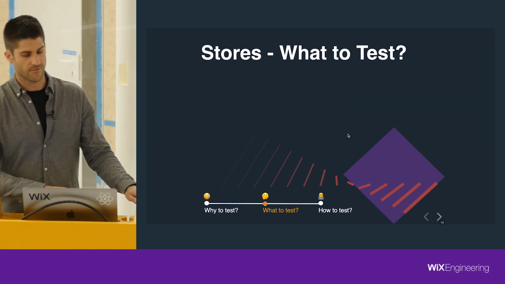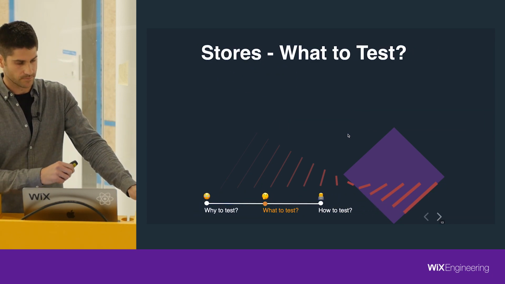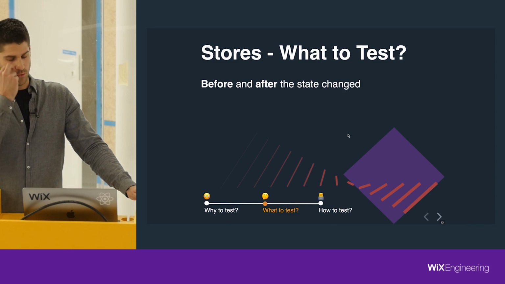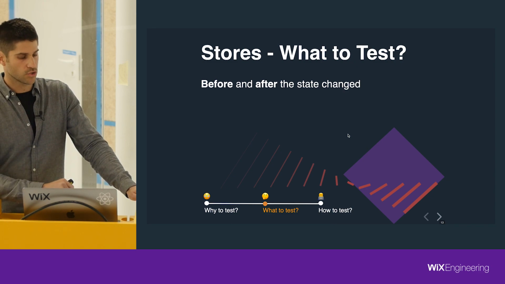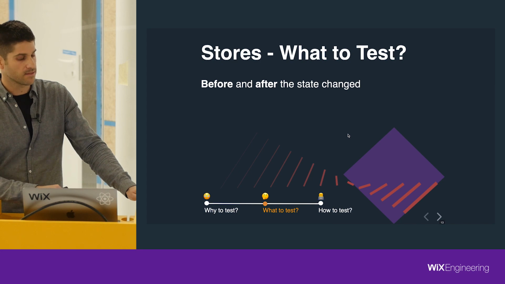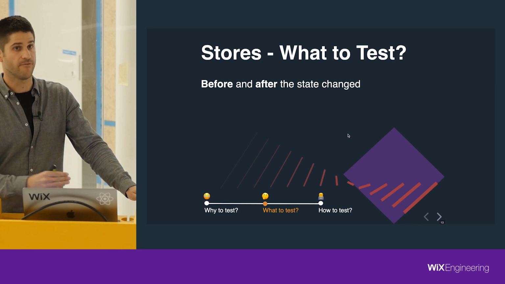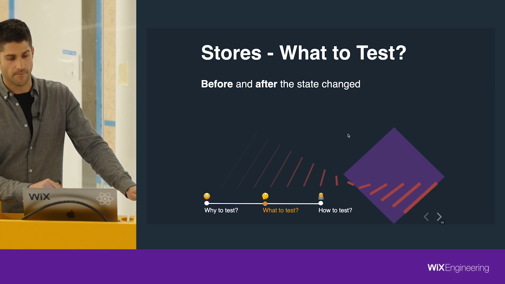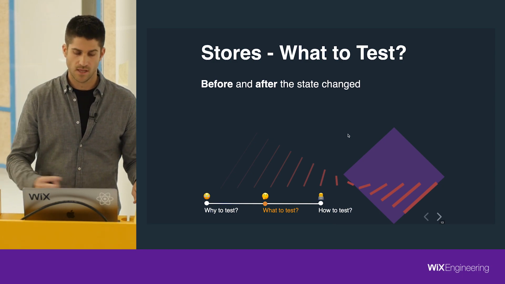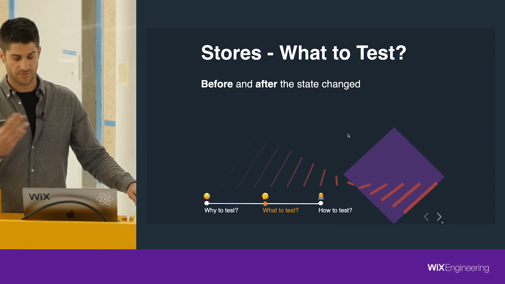Let's see a very straightforward example here. When I come to test my store, what worked for me is that I define a before state, do some state manipulation, and then test it afterward.